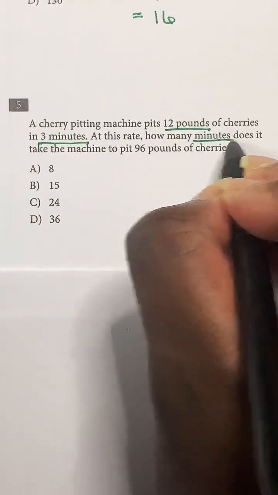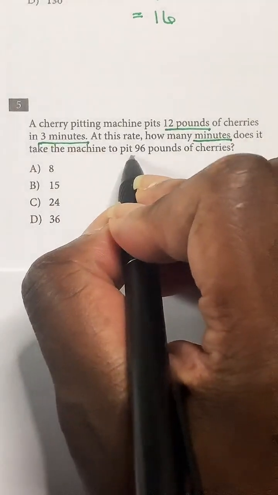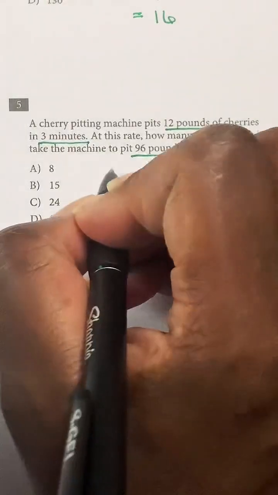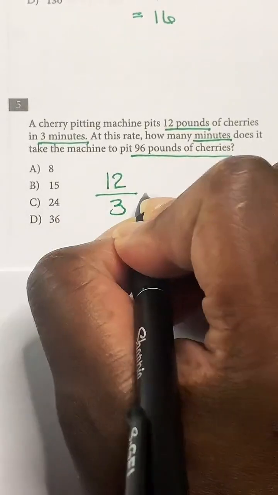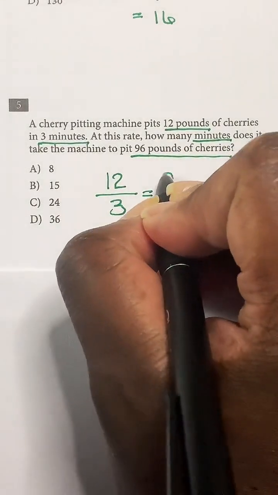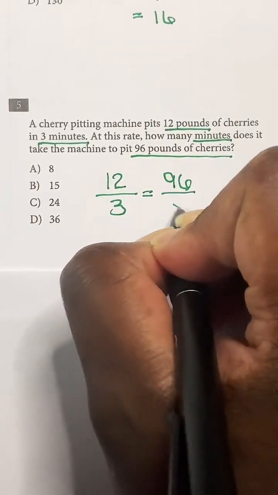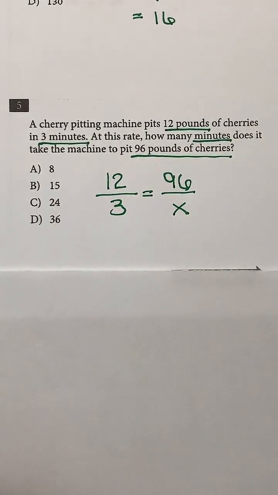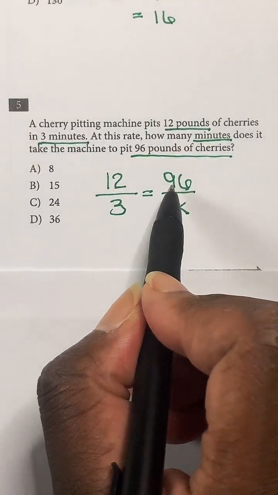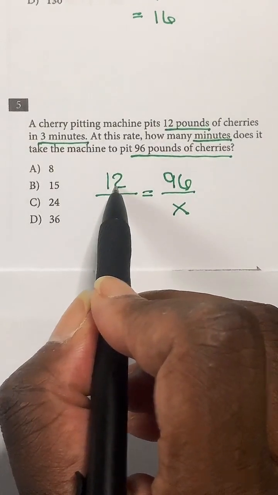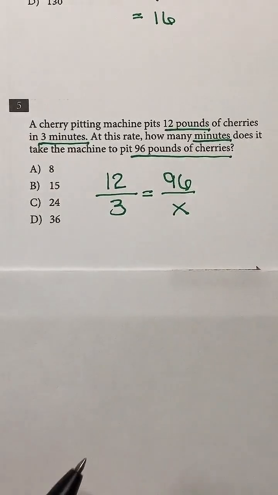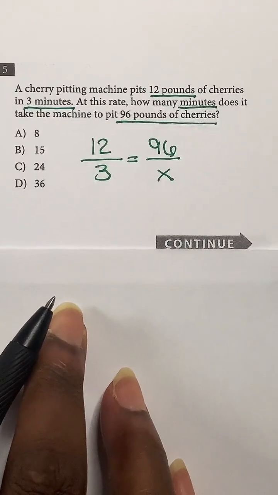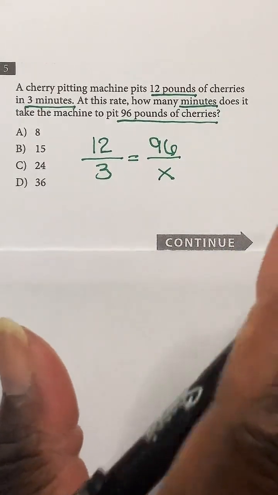We don't have to do any conversions. You can do 12 pounds in 3 minutes compared to 96 pounds in we have no idea how many minutes. So we can do one of two things. We can try to figure out 96 divided by 12, or we could do what's called cross multiplying. I'm going to show you both ways.